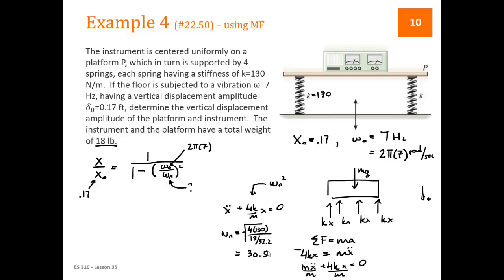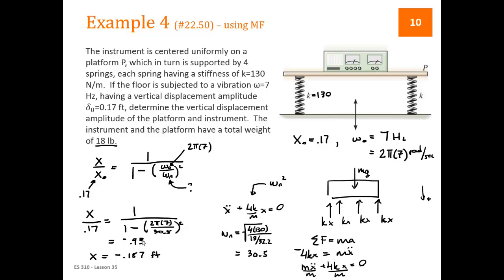30.5, and then we can plug that in up here, and we have x, which is what we're trying to find, divided by 0.17 is equal to 1 divided by 1 minus 2 pi times 7 divided by 30.5 squared. You put this into your calculator, you're going to get negative 0.93. So x is going to equal negative 0.157 feet.